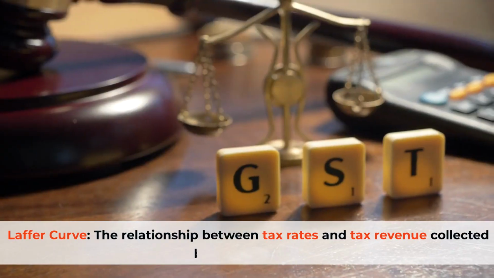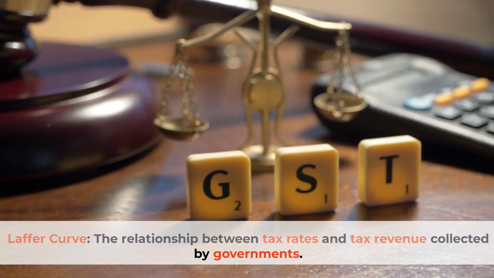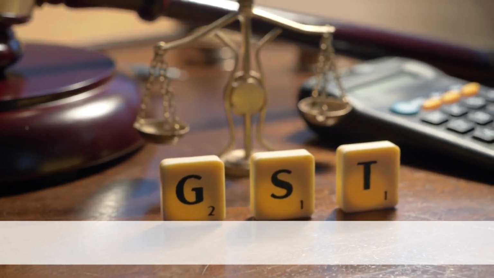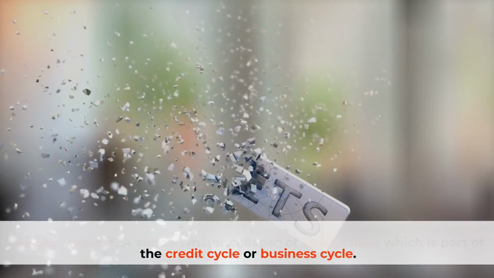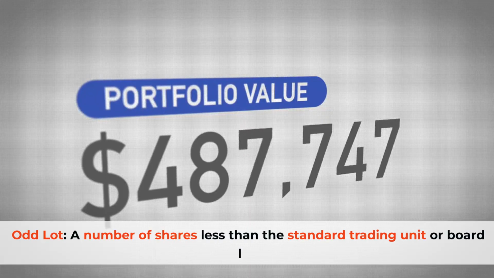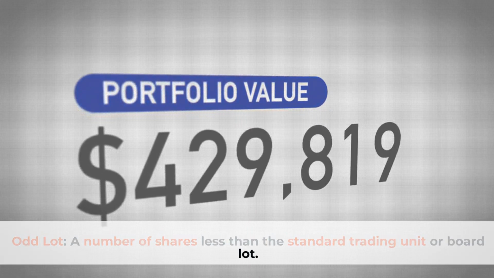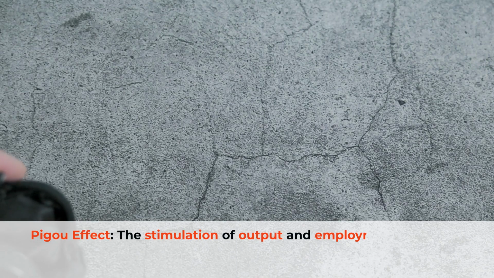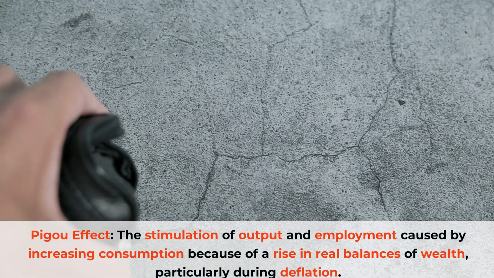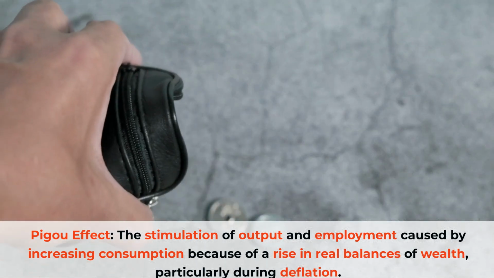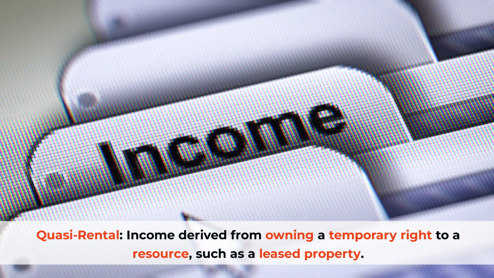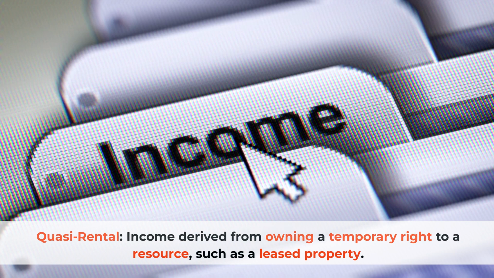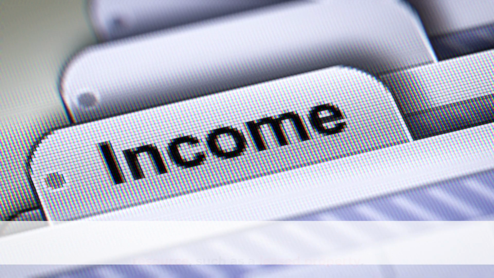Japan. Laffer curve, the relationship between tax rates and tax revenue collected by governments. Minsky moment, a sudden major collapse of asset values which is part of the credit cycle or business cycle. Odd lot, a number of shares less than the standard trading unit or board lot. Pigou effect, the stimulation of output and employment caused by increasing consumption because of a rise in real balances of wealth, particularly during deflation. Quasi-rental, income derived from owning a temporary right to a resource, such as a leased property.